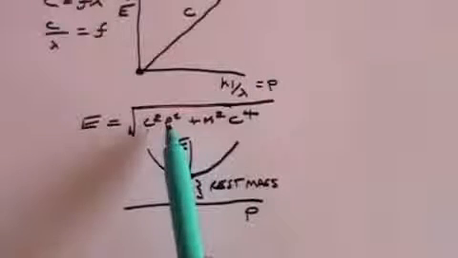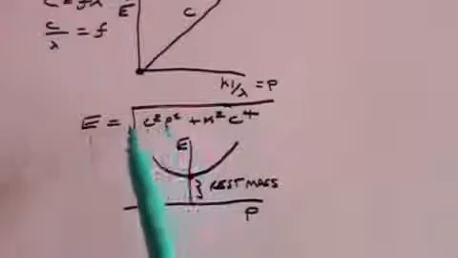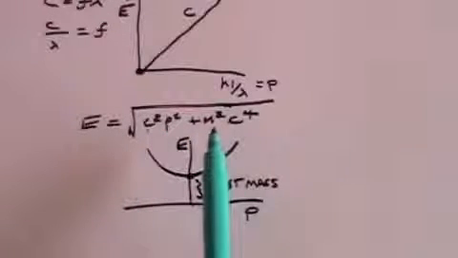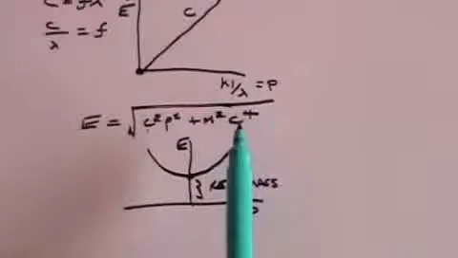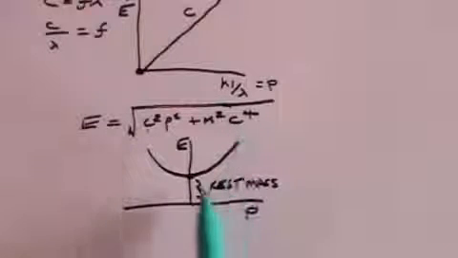Whereas if it's a massive particle with no momentum, in other words it's stationary, then E is simply the square root of m squared c to the fourth, which of course is mc squared, which is this rest mass here. So conceptually, how does the Higgs field work?